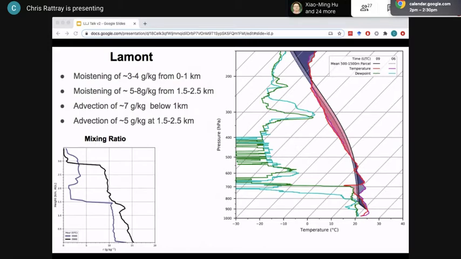Looking at the mixing ratio, it shows a pretty large increase aloft in mixing ratios. It also increases below, as we might expect with the low-level jet. But when we calculate mixing ratio advection, we find that it's not enough to account for the increase aloft. And this profile is consistent with ascent.